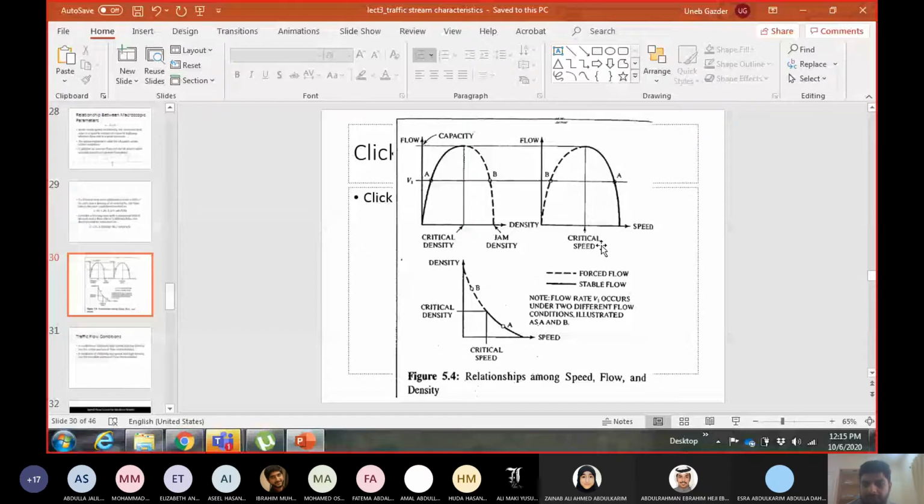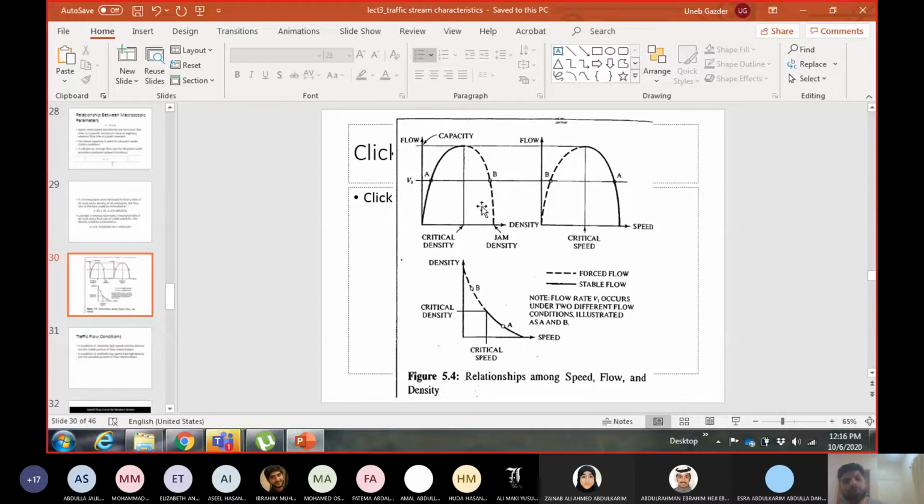The maximum speed is known as free flow speed. Free flow speed, the speed which you attain when the density is almost zero, this point. The speed which you have when the flow reaches capacity is known as critical speed. Critical speed, the speed at the flow of capacity.